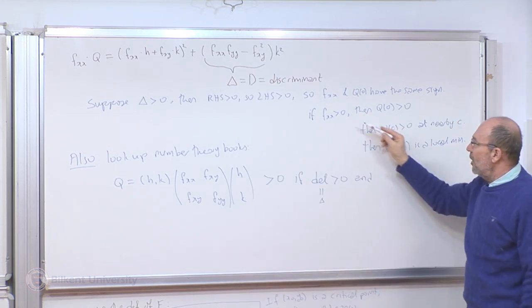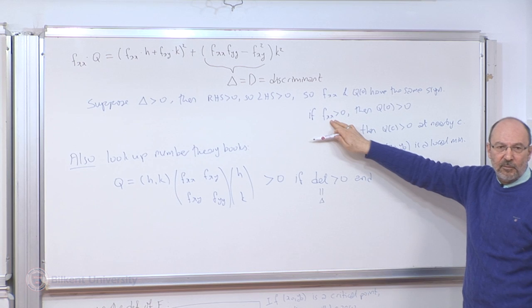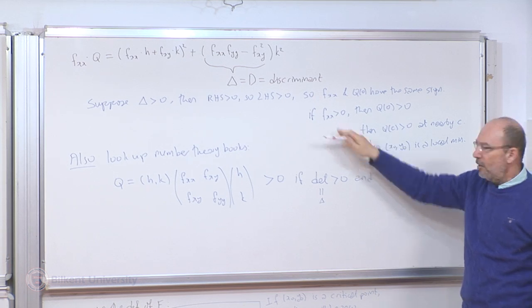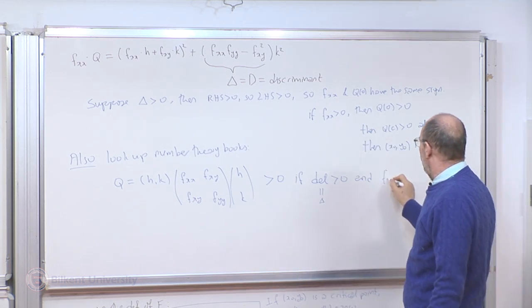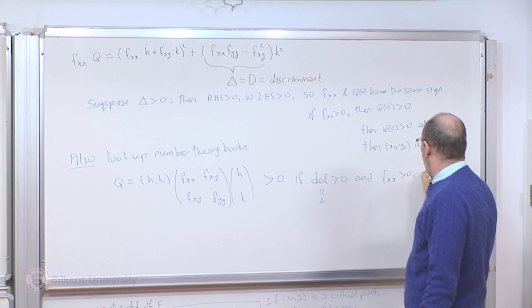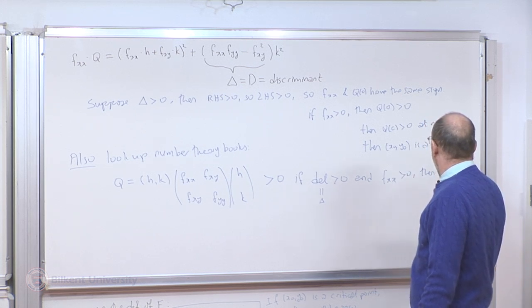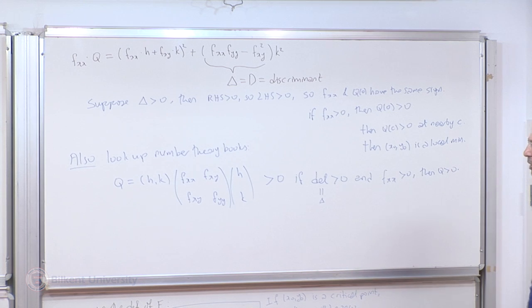So we are not obsessed with fxx. You can also put fyy here. And if fxx is positive, then q is positive. There is a technical name for this in number theory books. Such functions of h and k are called bilinear forms, quadratic forms. This condition is called being positive definite because it's never 0 and it's always positive except in the trivial case.